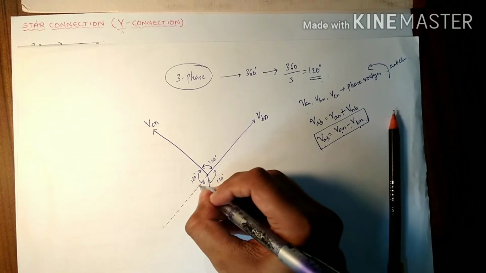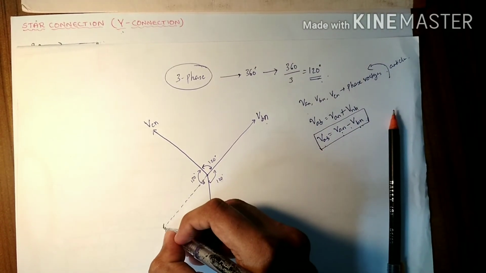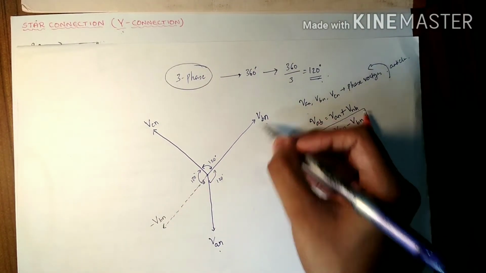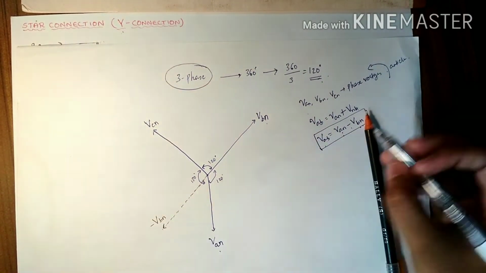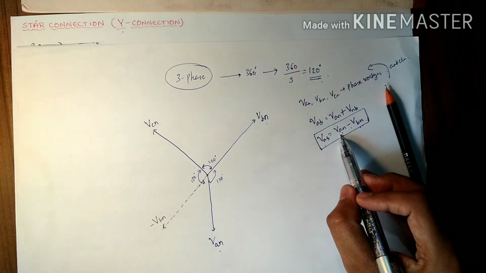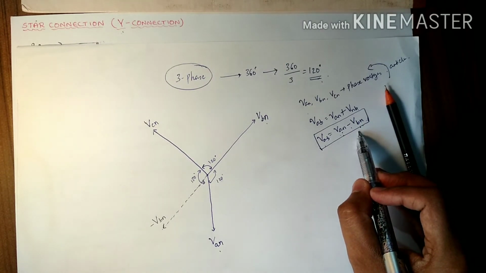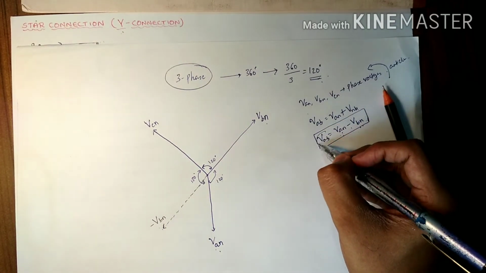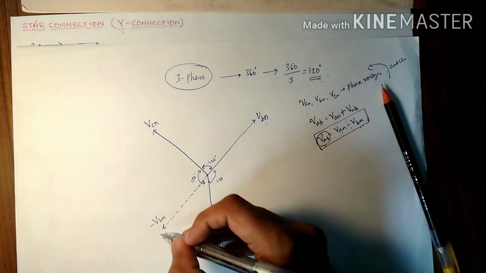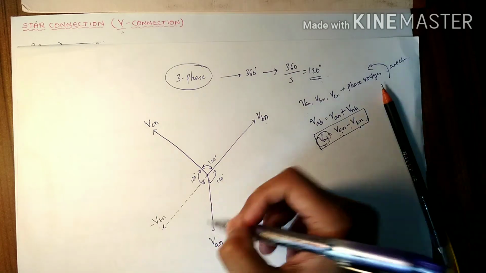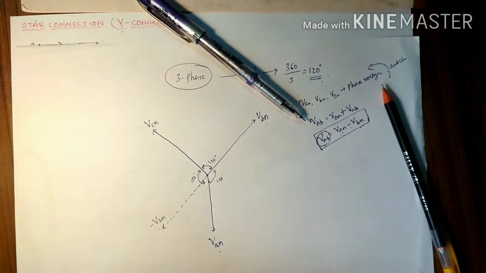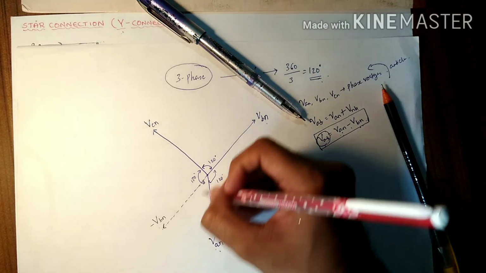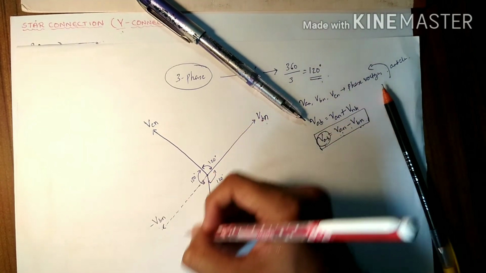So let this be minus VBN. If this is VBN, this is minus VBN. So I have VAN, I have minus VBN. What can I get? I can get VAB as the resultant of these two. So here the resultant of these two will be in between this, right? So this will be the resultant.